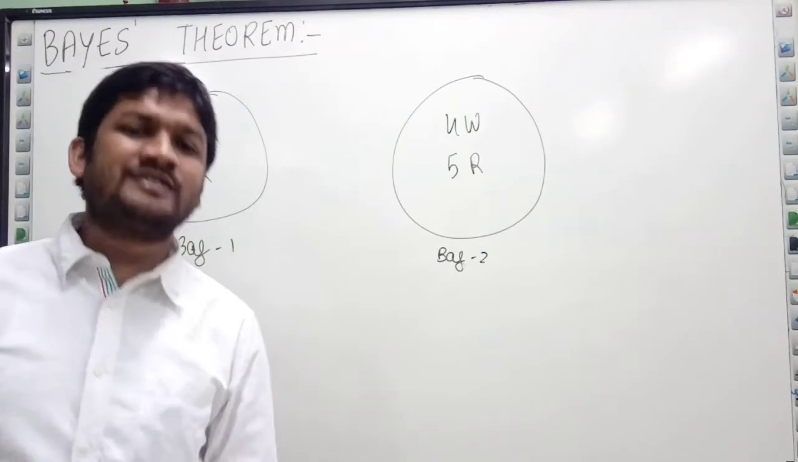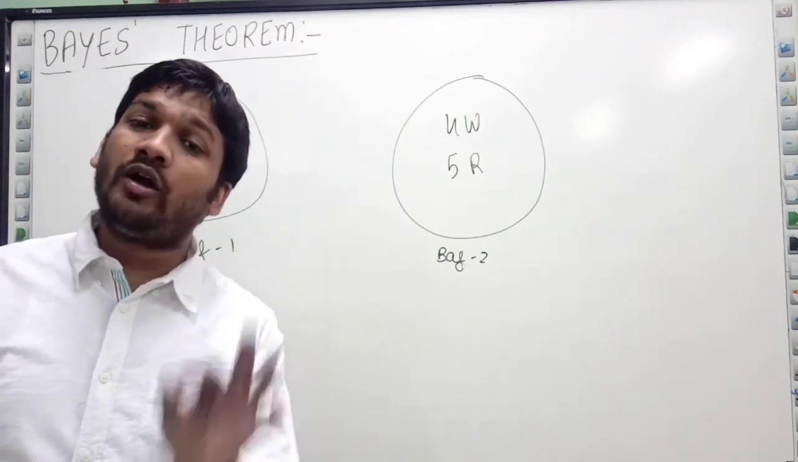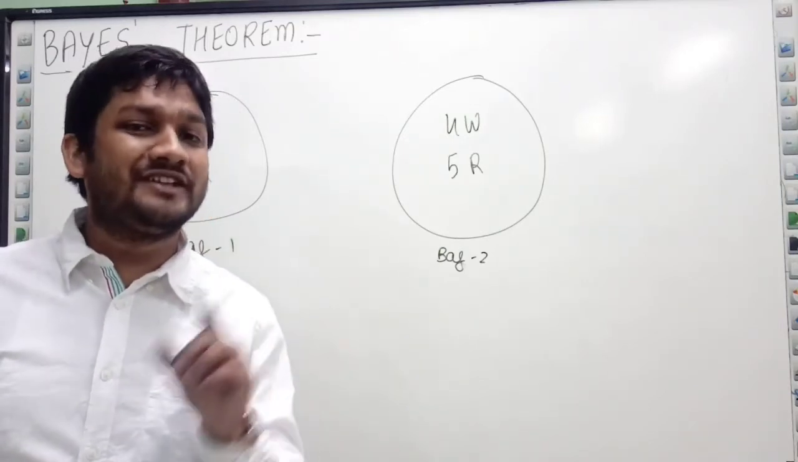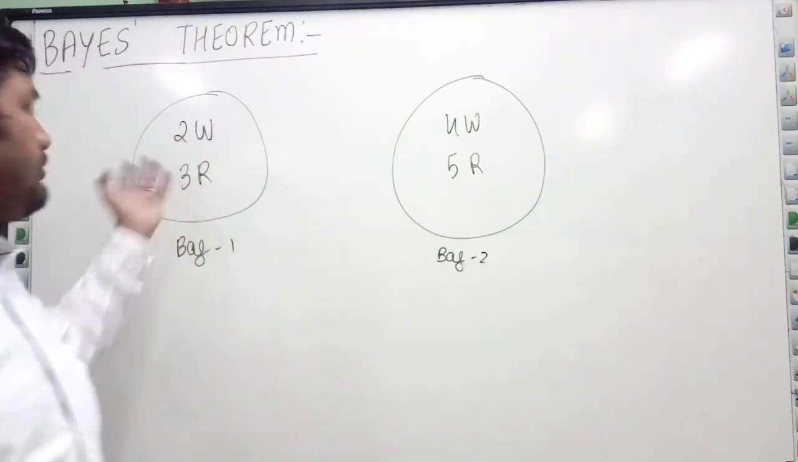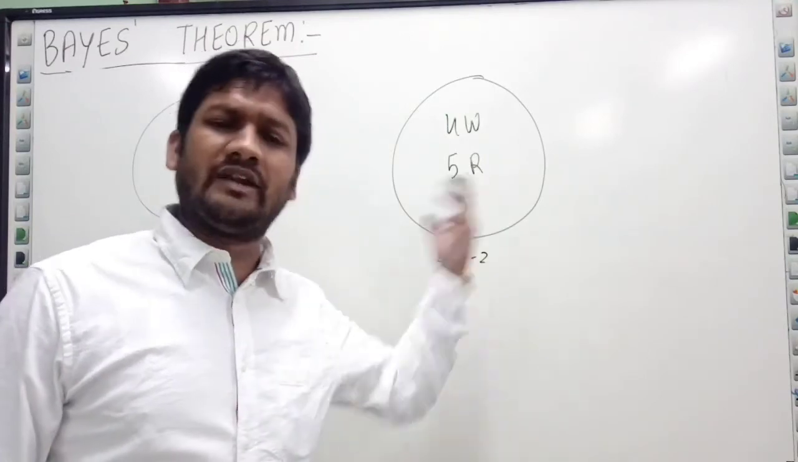If I ask you, can you calculate the probability of taking a ball of a particular color when you know from which bag it is drawn? Yes, if you know it is drawn from bag 1, you can calculate the probability of any color. If you know the ball is drawn from bag 2, you can calculate that too.